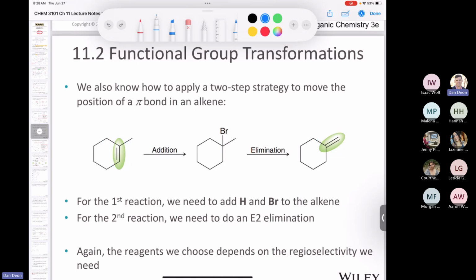So you guys know how to do a Markovnikov addition of HBr, right? The rich getting richer. Now I have a tertiary alkyl halide, and I can treat this with a big old hindered base like DBU, DBN, potassium t-butoxide, right? And now I can make this less substituted alkene.